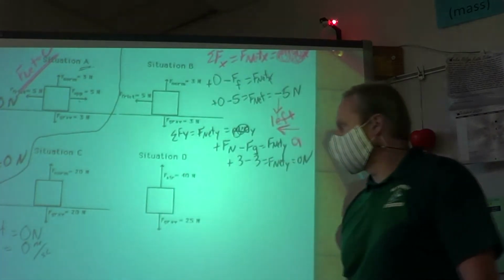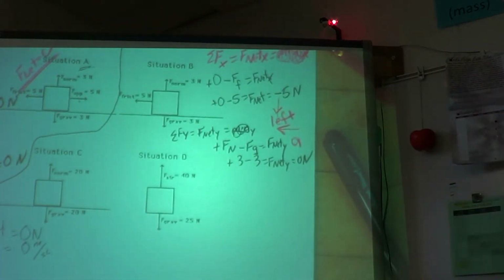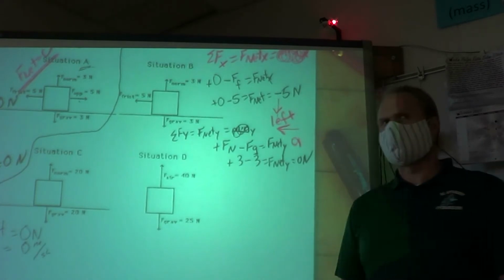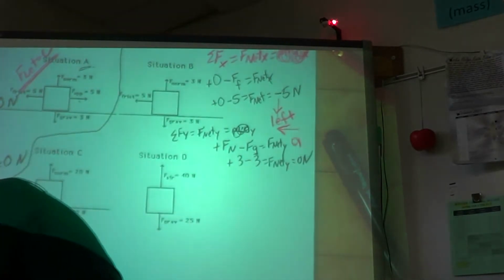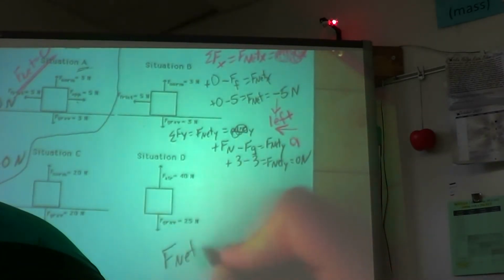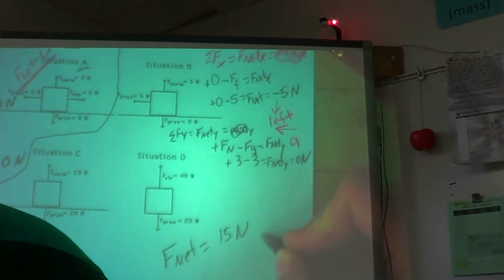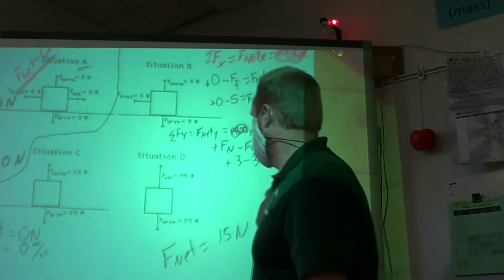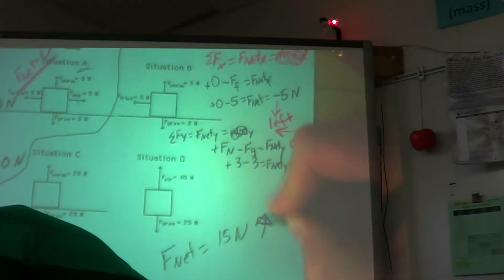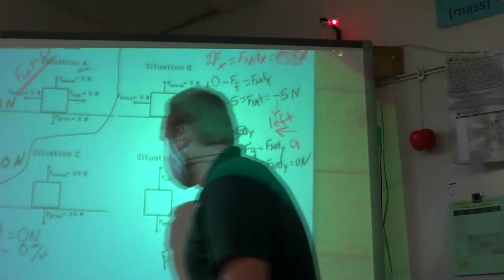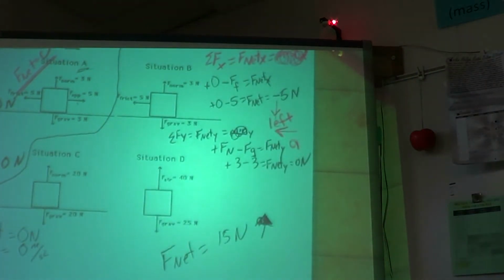What about this? In D, are my forces balanced or unbalanced? In the x direction. Balanced. They're balanced in the x. Good. What about in the y direction? Unbalanced. They're unbalanced. Which one's bigger, my ups or my downs? How much bigger are my ups? 15. So what's my net force then? 15 newtons. Which direction? Up. That's supposed to be an arrow. It's a terrible arrow. So my overall net force of this object is 15 newtons up.